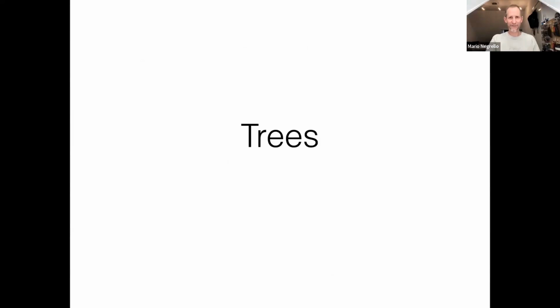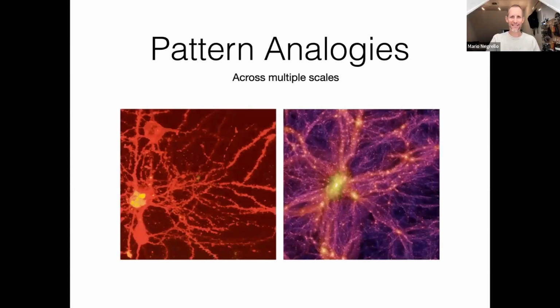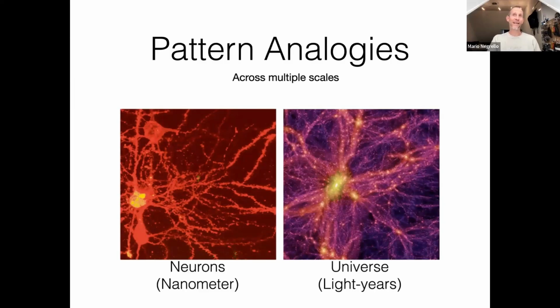Let me discuss a few of these examples quickly, okay? So these are trees. Which one is the cell and which one is the galaxy? If I phrase it like this, it's probably easy, right? So which one are neurons? We would like to know whether the generating processes may or may not be similar. Are there some rules that might unify the two or not? Some pattern analogies are superficial and some are more profound.